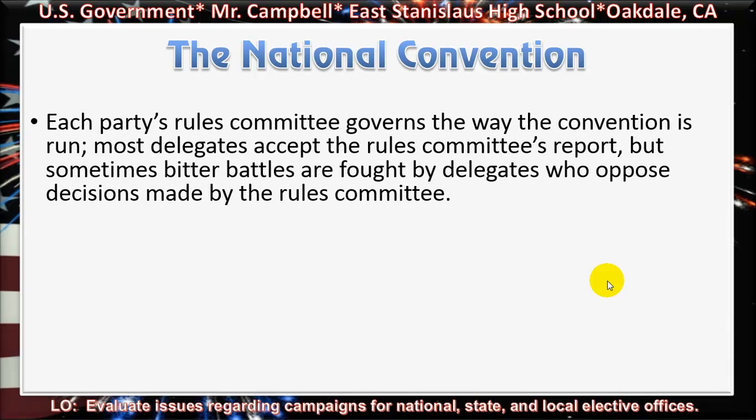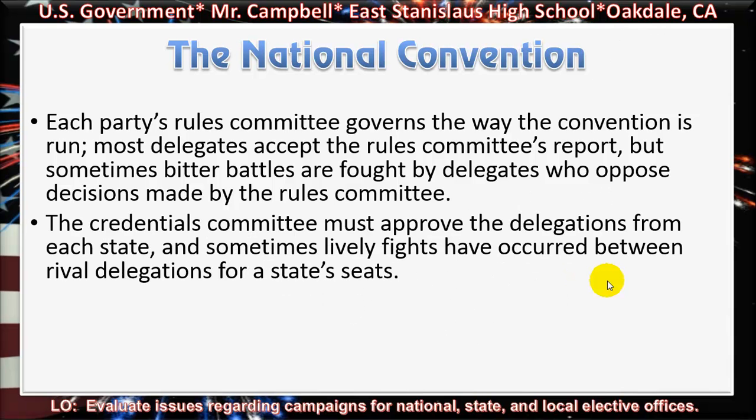In the next day or two, the delegates listen to committee reports and speeches about them. Each party's rules committee governs the way that the convention is run. Most delegates accept the rules committee's report, but sometimes bitter battles are fought by delegates who oppose decisions made by the rules committee. The credentials committee must approve the delegations from each state, and sometimes lively fights have occurred between rival delegations for a state's seats, such as during the middle of the Civil Rights Movement.